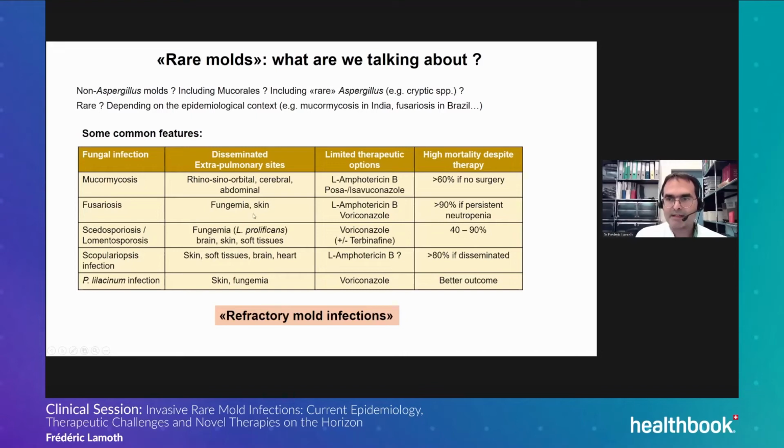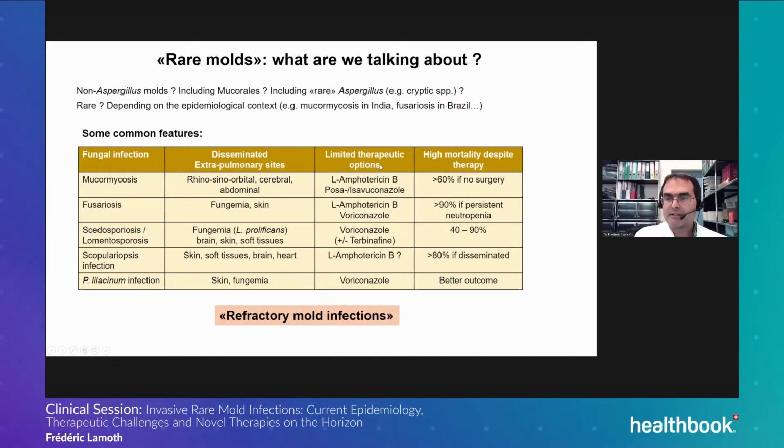Then they often cause skin disease, skin lesions, which can be primary lesions, but also secondary lesions after dissemination. This is frequent for fusariosis, but also seen in scedosporiosis or in Scopulariopsis infections. They also have, for some of them, a propensity to affect the brain, like Scedosporium, or the heart, like Scopulariopsis. So this propensity to disseminate outside of the lung, I think, is important.